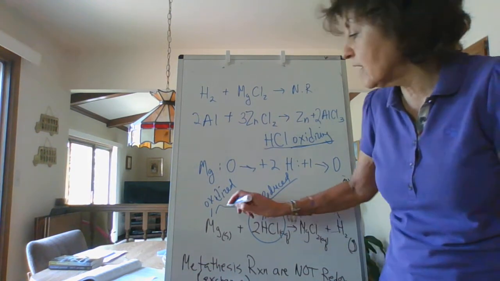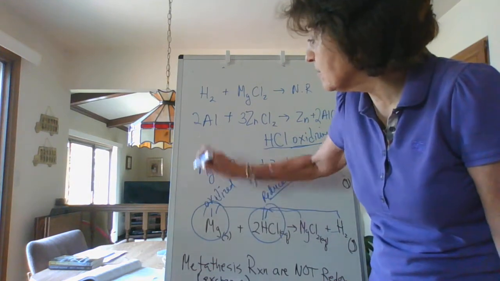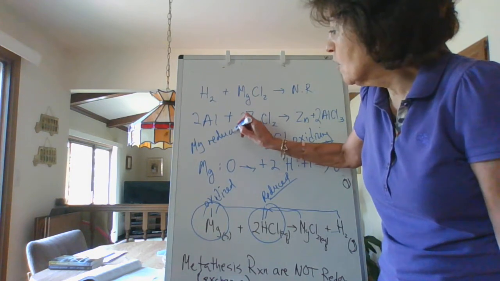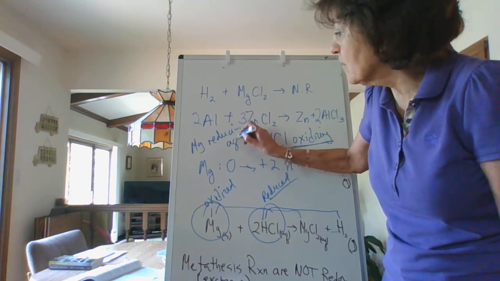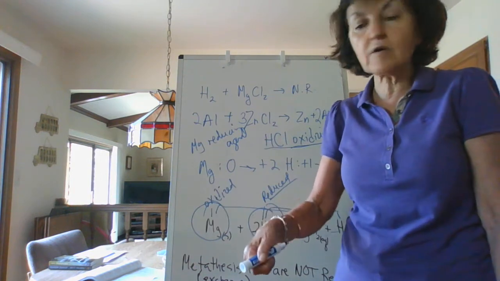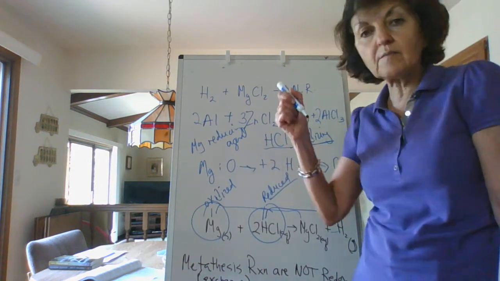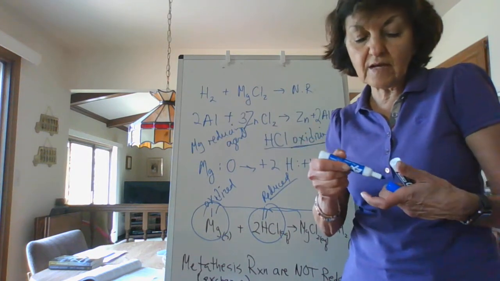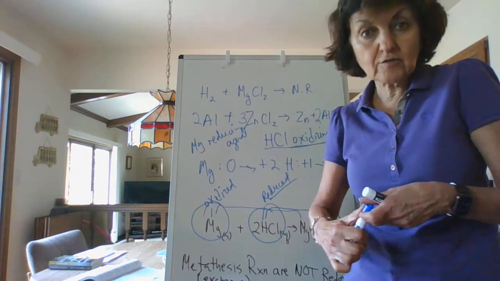What is the reducing agent? The magnesium. Magnesium is the reducing agent. Why is magnesium the reducing agent? Because the magnesium got oxidized. How do we know the magnesium got oxidized? Its oxidation number went up. When the oxidation number goes up, that means that that substance lost electrons.